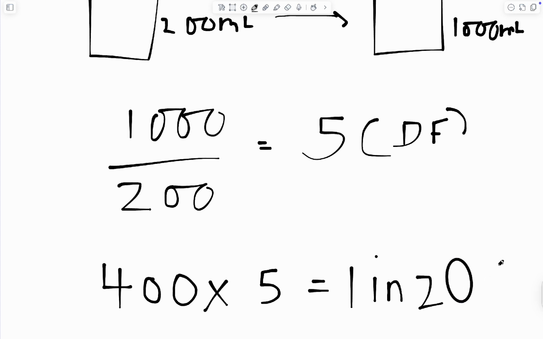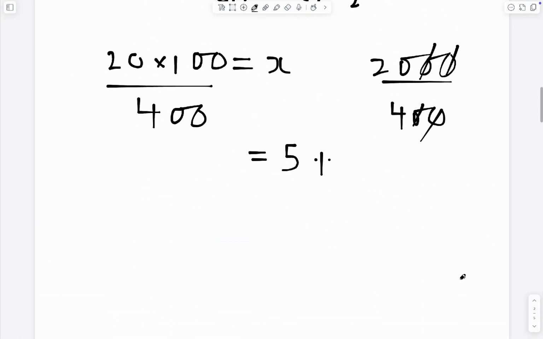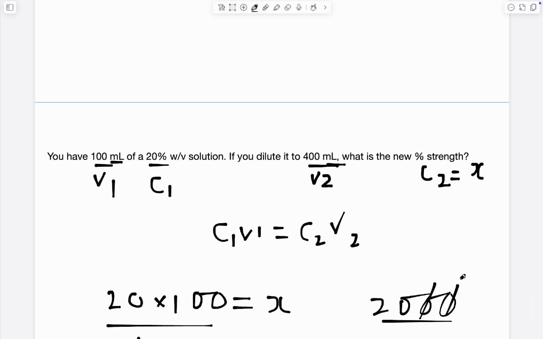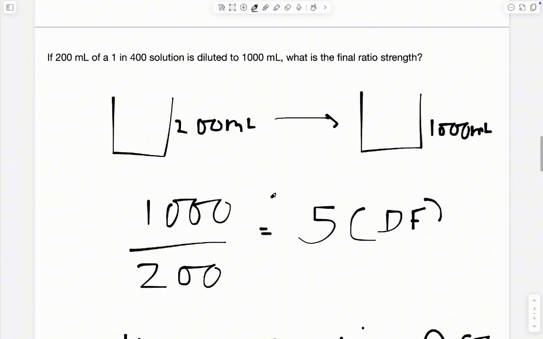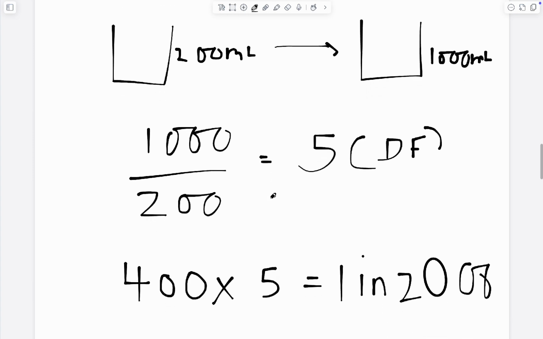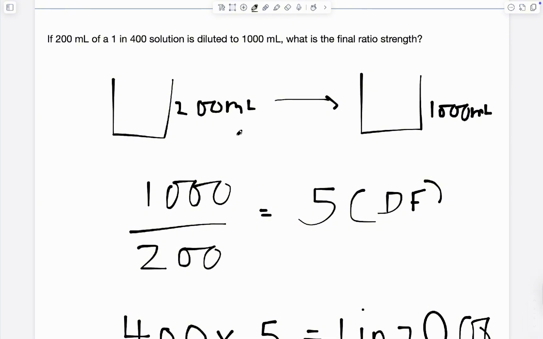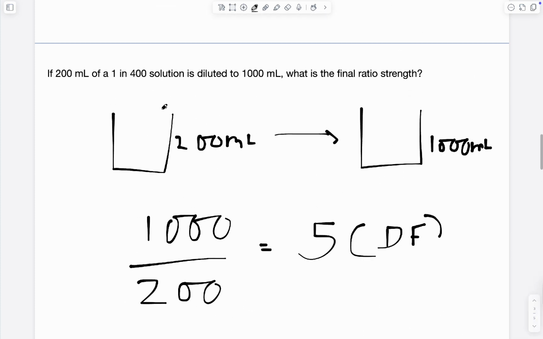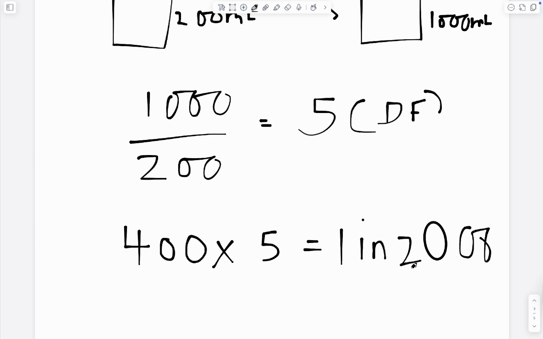So yeah, this is kind of complicated. You could use a dilution factor in the percentage strength approach, it's just a bit longer because you'd have to convert straight from percentage strengths. But when you have ratio strengths, it's better to essentially work in terms of a dilution factor, because you get to the answer a lot quicker. So what I did was I worked out the dilution factor by doing the final divided by the initial, and then I made sure to use this concentration and times it by the dilution factor to find out what the new concentration would be.